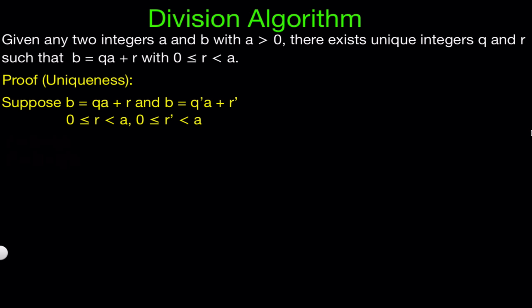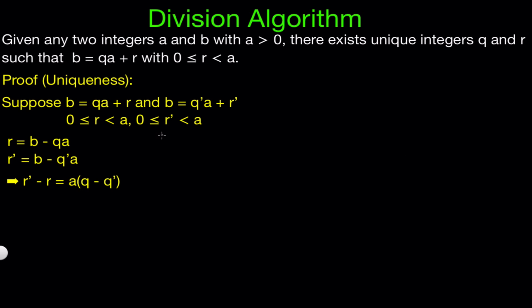So let's rewrite this a little bit. We get that R equals B minus QA, and R prime equals B minus Q prime A. Now subtracting R from R prime, if we rearrange and simplify it a little bit, we get that this equals A times Q minus Q prime.